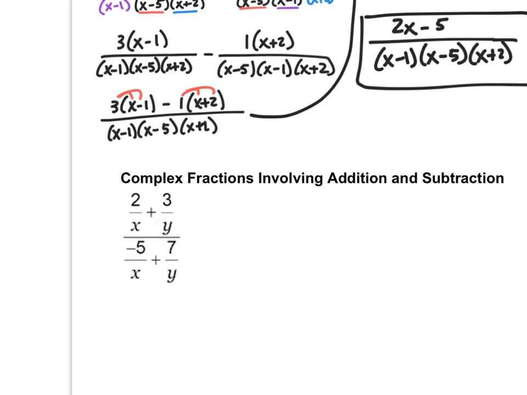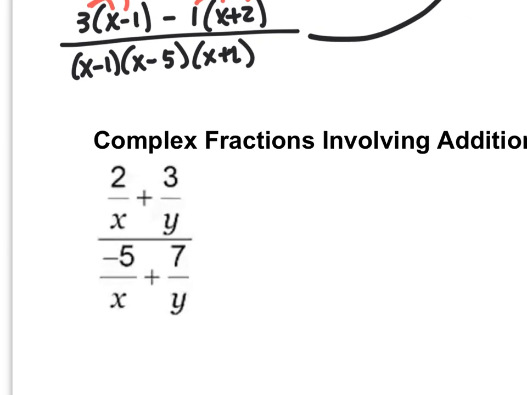Okay, on this one, this is where it gets a little tricky. Complex fractions involving addition and subtraction. So remember that in this you have nested fractions. I have 2 fractions I'm adding together in my numerator, and 2 fractions that I'm adding together in my denominator. So I need to look at each of these separately. I'm going to put a parenthesis around these 2 and a parenthesis around these 2.